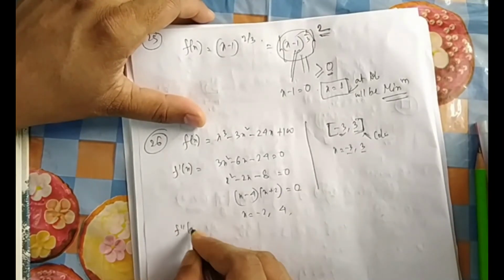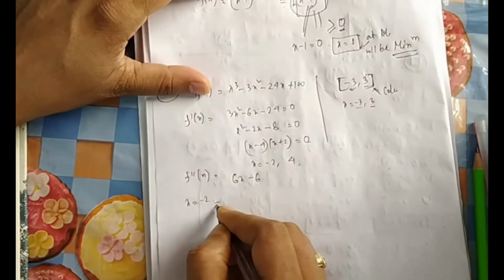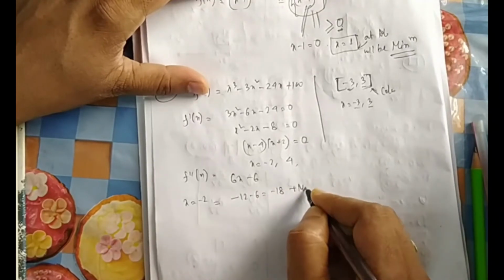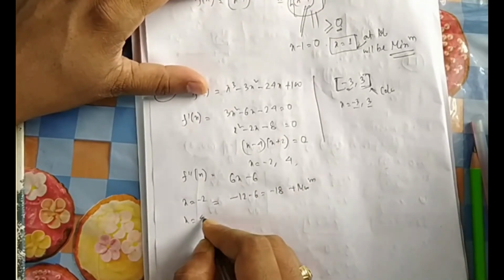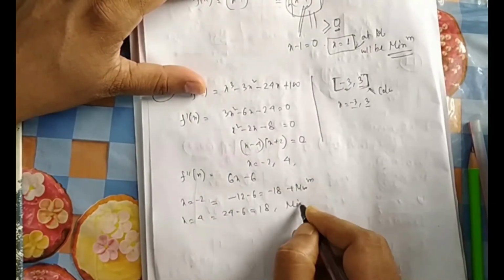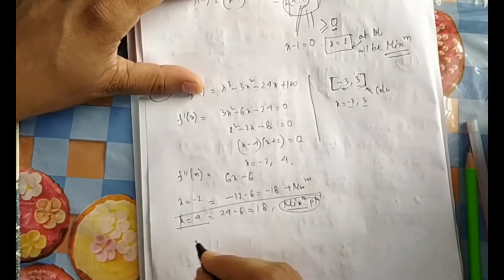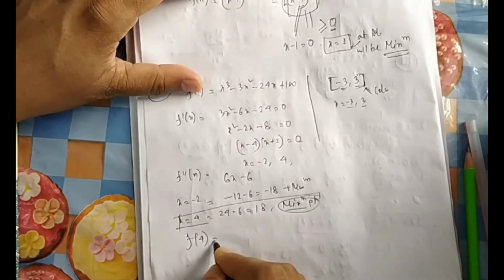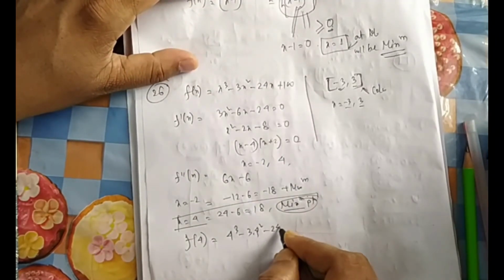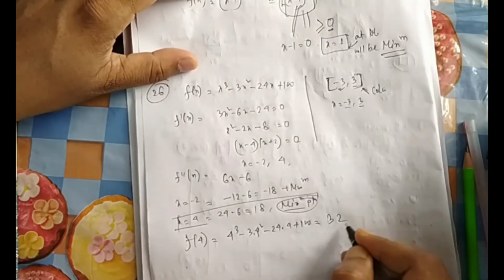So you have to differentiate a second time to know maximum or minimum. 6x minus 6: if you put x equal to minus 2, then it is minus 12 minus 6, minus 18, then it is a maximum point. And if x is equal to 4, then it is 24 minus 6, which is 18, then it is a minimum point. What they ask is to find the minimum. So this is the minimum point, not value. For minimum value we need to find f(4): 4 cube minus 3 into 4 square minus 24 into 4 plus 100. I am not solving it, it will be 32, I think.